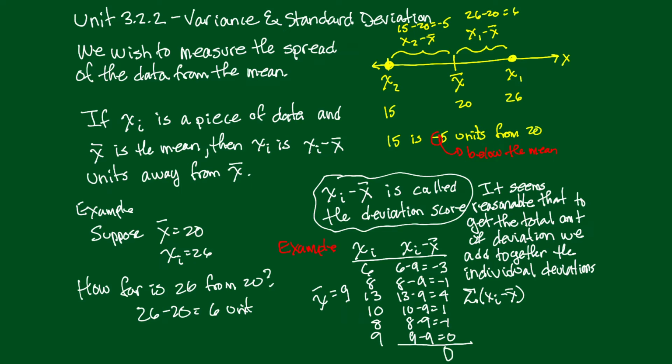Now, this happens every time. This is always 0. For any set of data, the sum of the deviation scores is always going to be 0. It's always 0 because you get things that balance each other off. That x bar is a middle value. So like here, the negative 3 and the negative 1 balance off the 4. The 1 and the negative 1 balance off the 1. So we're always at 0 here.